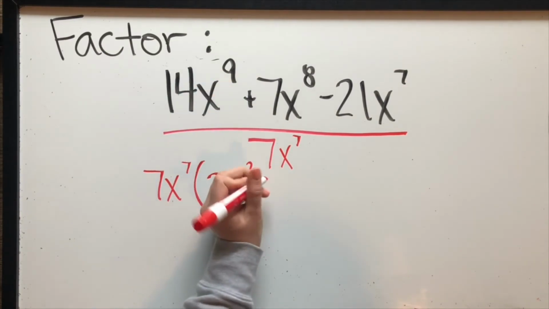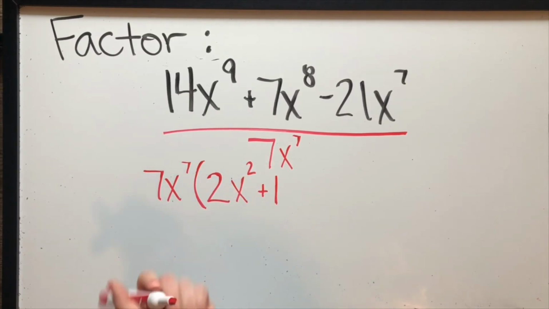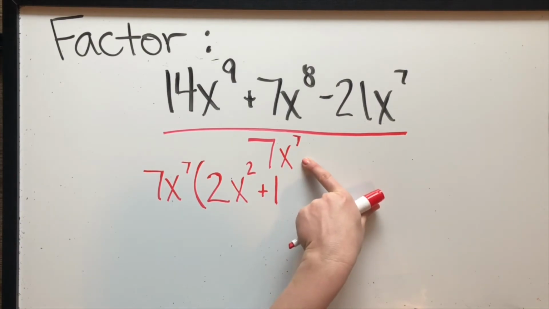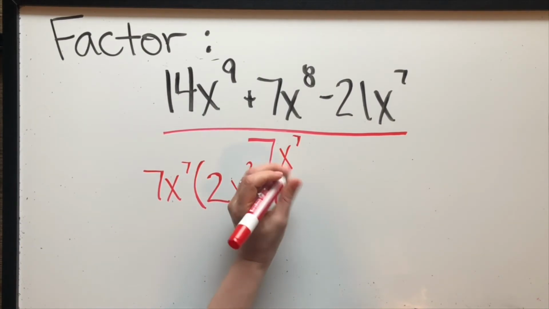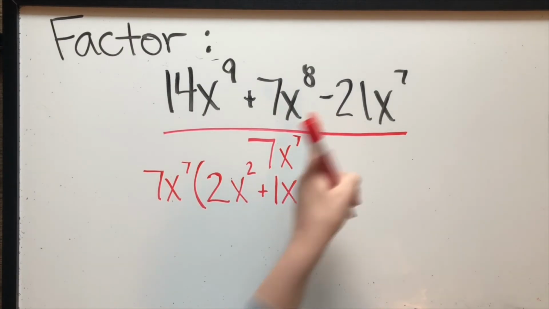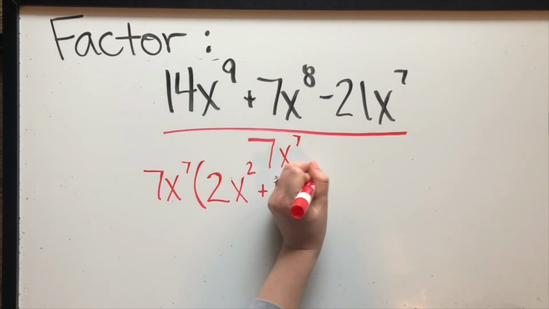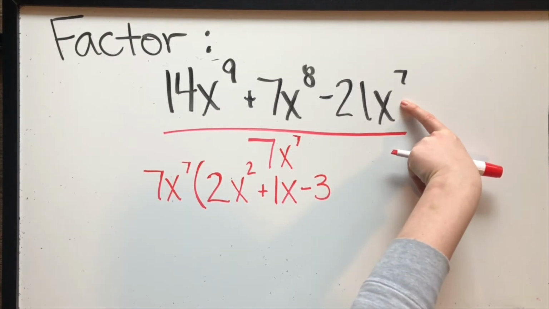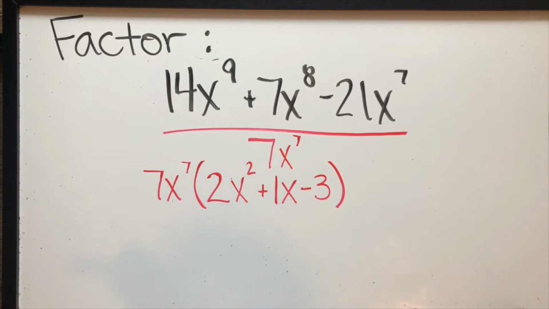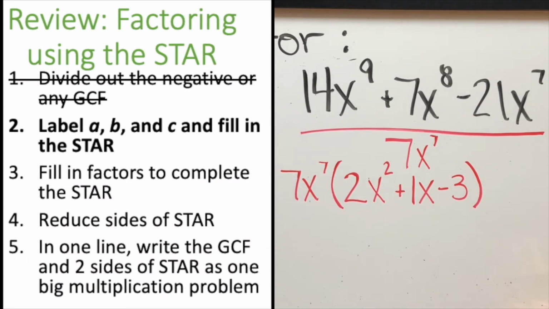7 divided by 7 is 1, so you can put that there, or you can just leave it blank. X to the 8th divided by x to the 7th, that's going to leave me with just 1. Negative 21 divided by 7 is negative 3. This started with x to the 7th, so if I divide out x to the 7th, we don't have any x's left. So again, once we took out a GCF, we're back to our normal x squared, x and no variable at all.